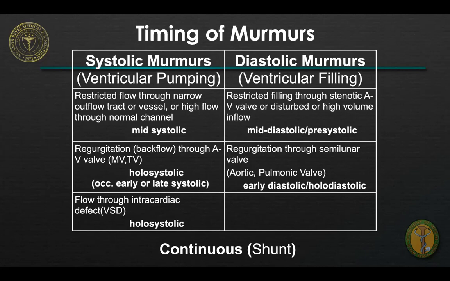For diastolic murmurs, it's because of restricted filling through a stenotic atrioventricular valve or disturbed or high-volume inflow. It can be mid-diastolic or pre-systolic. Regurgitation through the semilunar valve, so across the aortic and pulmonic valve, can be early diastolic or holodiastolic.